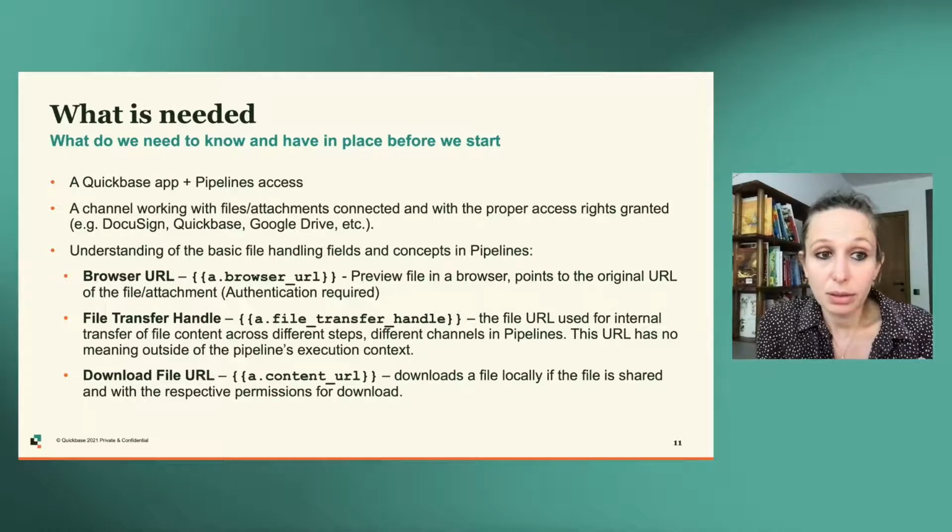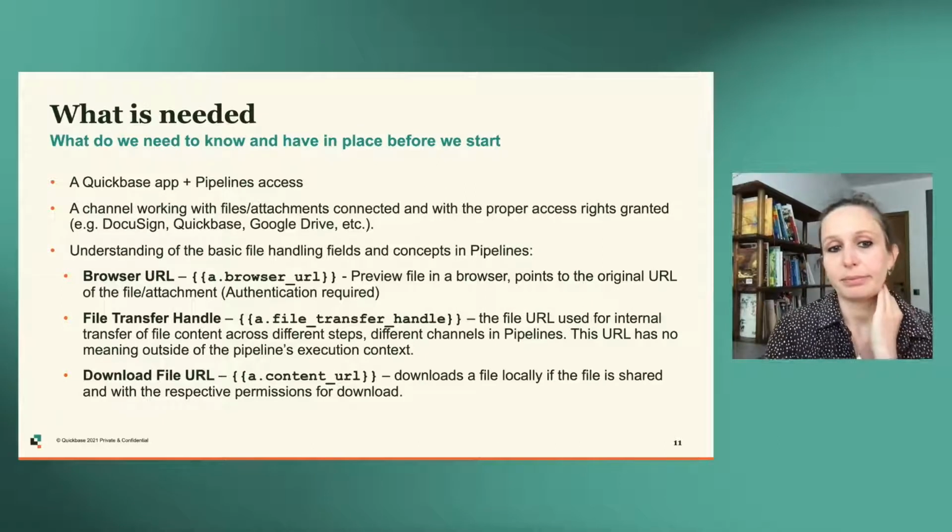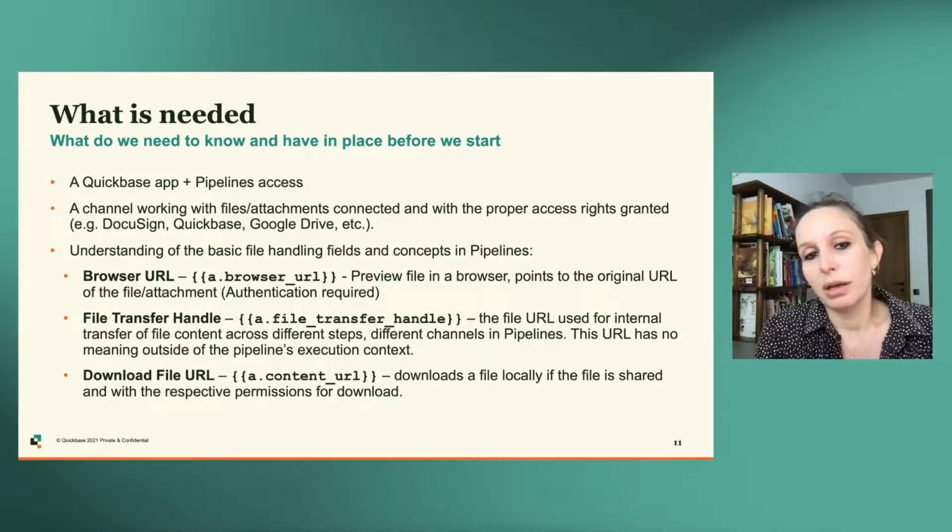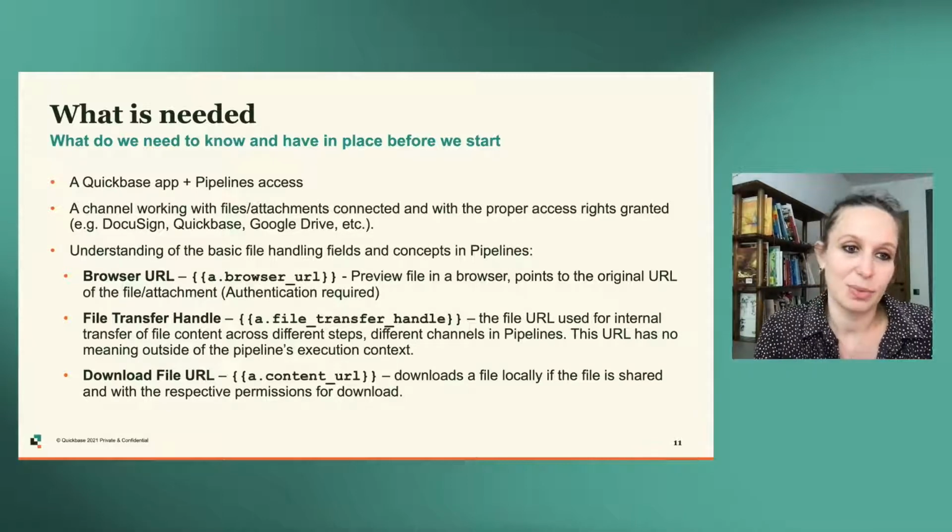The third one is the download file URL, which allows for the download of a file locally. Again, depending on the specifics of the service, you may need to share the file in advance, give the respective permissions for download. More information in the help documentation of each channel, working with files and attachments.